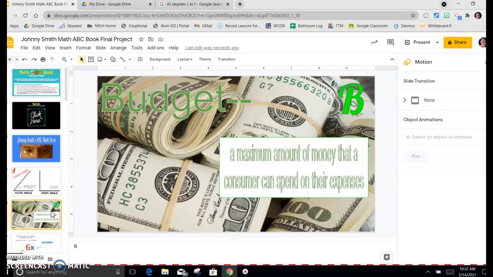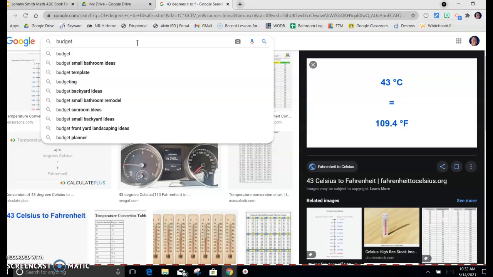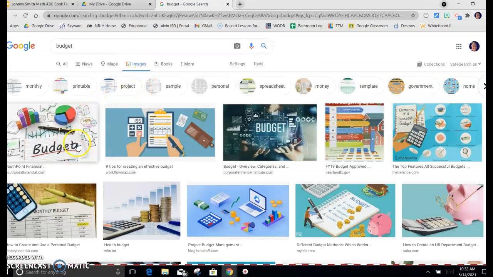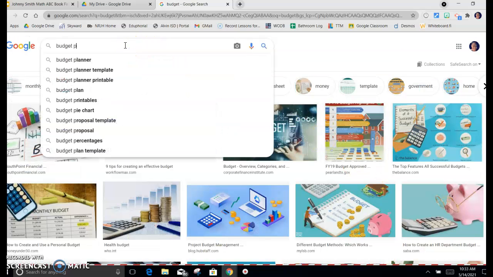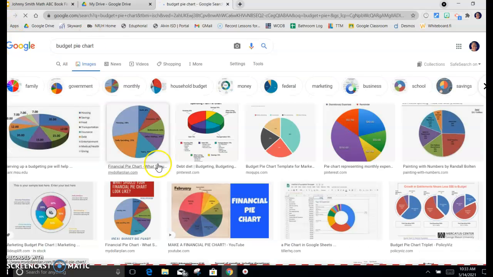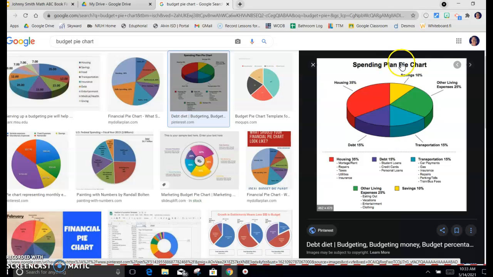Okay, budget. A budget is the maximum amount of money that a consumer can spend on their expenses. So I need a picture of a budget. Ah, these are cool pictures. Oh, but you know what? A common example that they use in 7th grade math is a budget broken up in a circle graph. So spending plan, pie chart, housing, savings, other living expenses, boom, and it breaks it down and it tells you what they are. This is perfect.